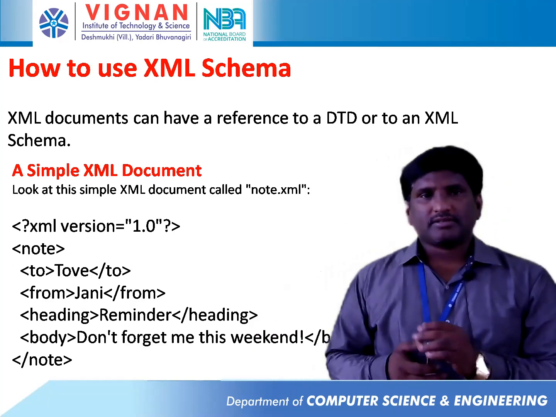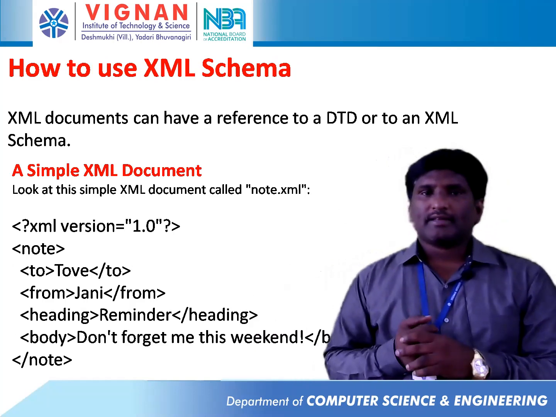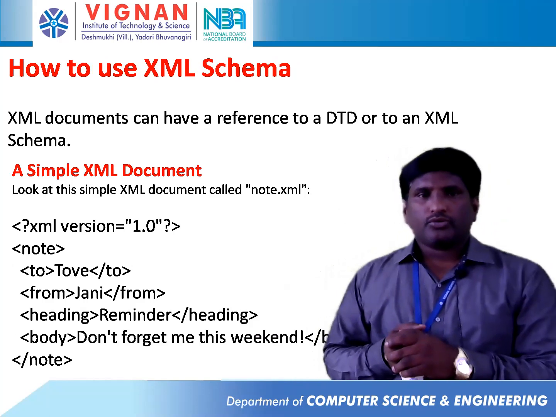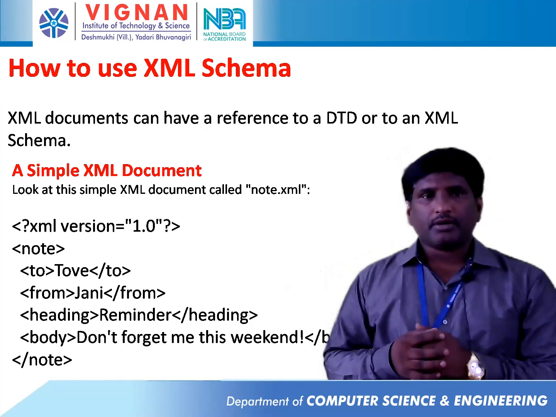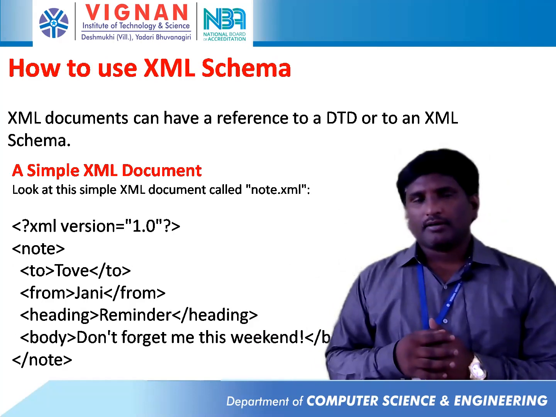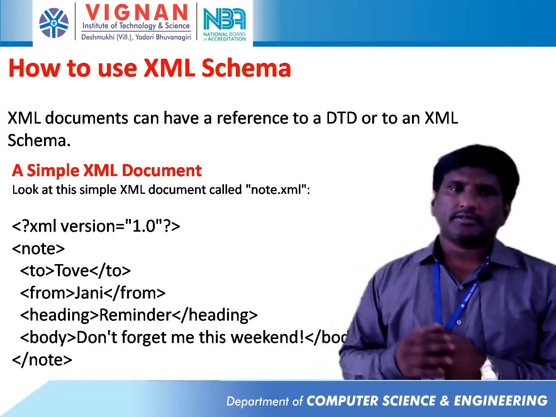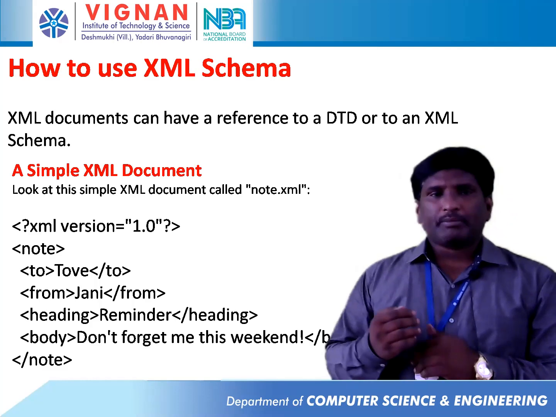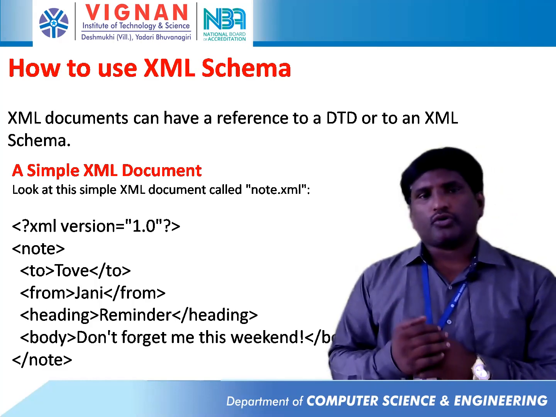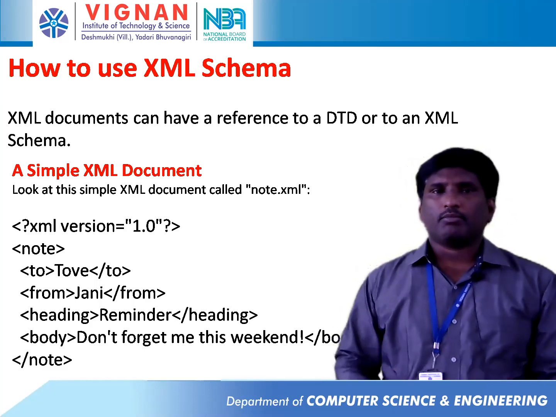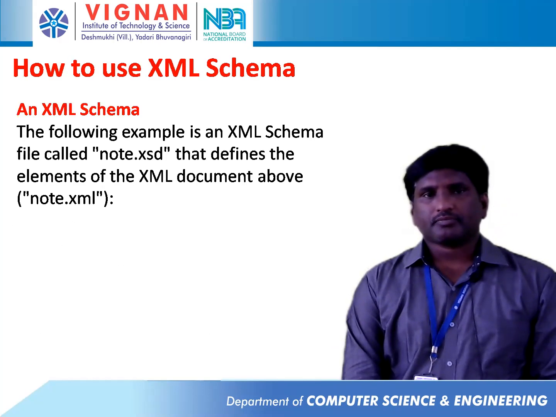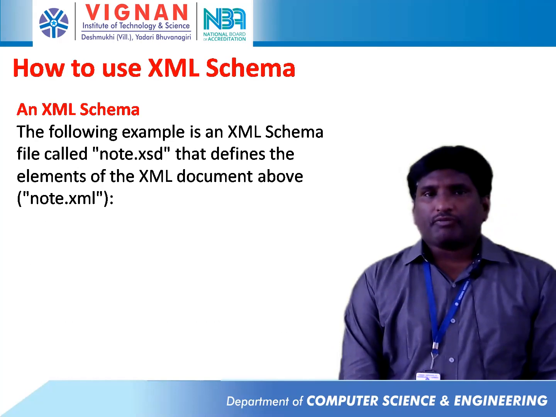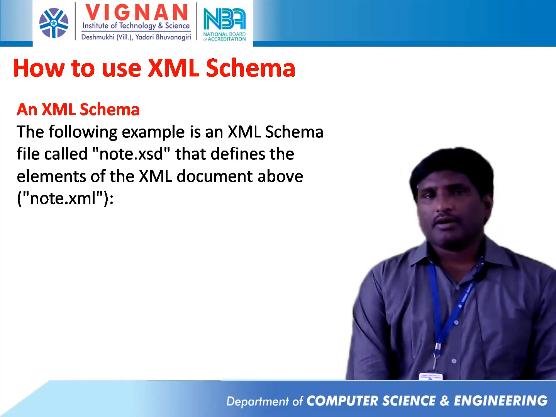So for example, this is a simple example, note.xml document. Just observe, we have already discussed this example. It has a root element, note, and four sub elements for the note. Those are to, from, heading, and body. So how can we write the schema for those? See the following example schema called note.